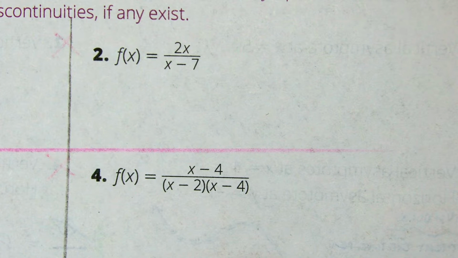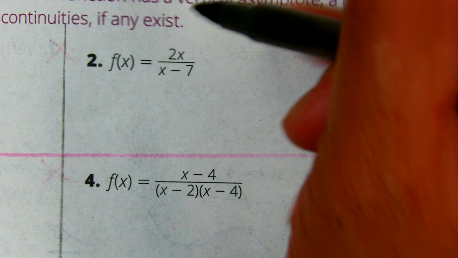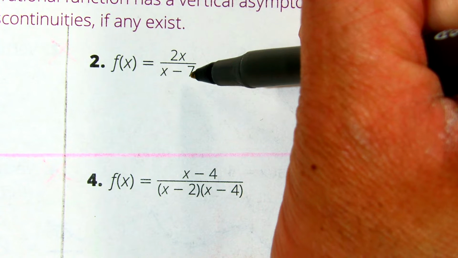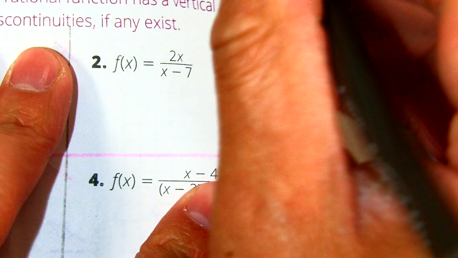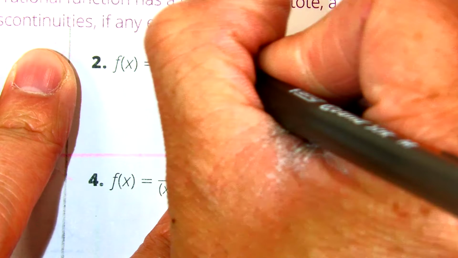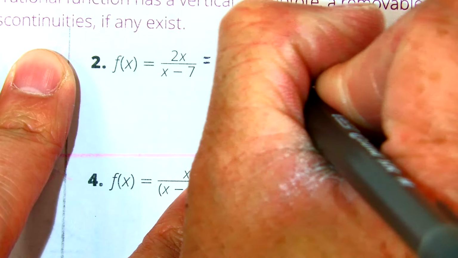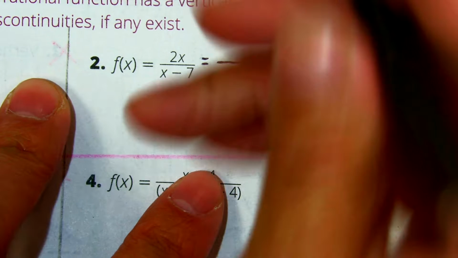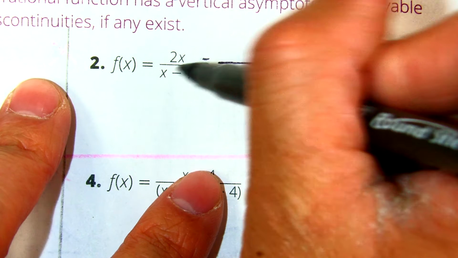Marisol, what's step number 1? Marisol, do we have to factor this one? How about this one? Now, it looks like the 2x is already factored. You're right. There's nothing that I can factor out.